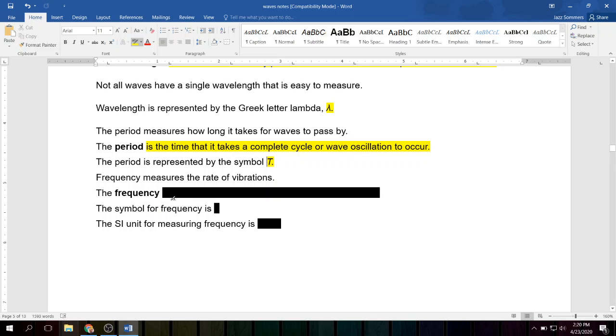And then we also have frequency, which measures the rate of vibration. How often is a wave passing through you? We call it the frequency, the number of vibrations per unit of time. Usually frequency is cycles per second. The symbol for frequency is f, and it's measured in hertz, Hz.